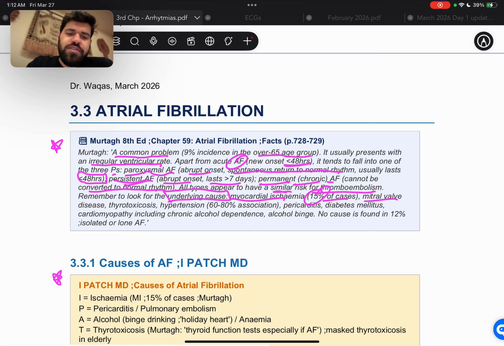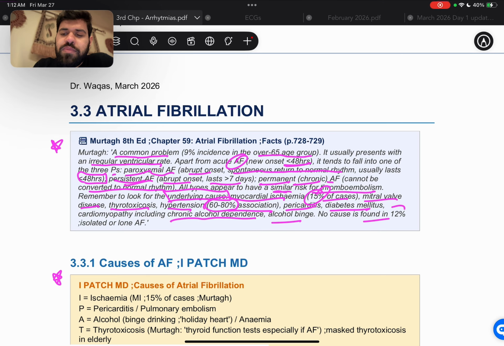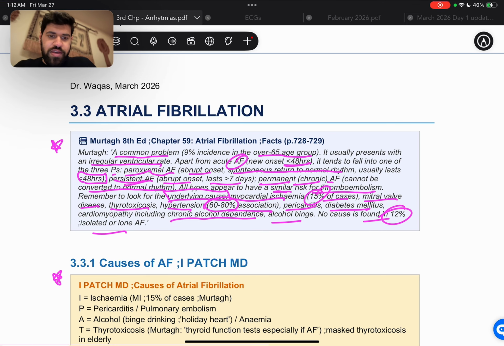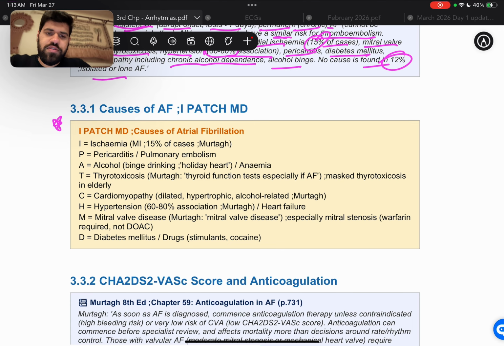We'll be going over this, but every time you need to think logically that the conduction system is like wiring and it's going to be affected. Then mitral valve diseases, thyrotoxicosis, and hypertension, which has a 60 to 80% association. And why is hypertension so important? Because of hypertension, we increase the cardiac muscle that's supposed to contract. That means we'll have more fibers, more aberrant pathways, more chances of getting an AF. Then pericarditis, DM2, cardiomyopathy, including chronic alcohol dependence and alcohol binging, and no cause found in about 12% of cases, which is isolated or lone AF.